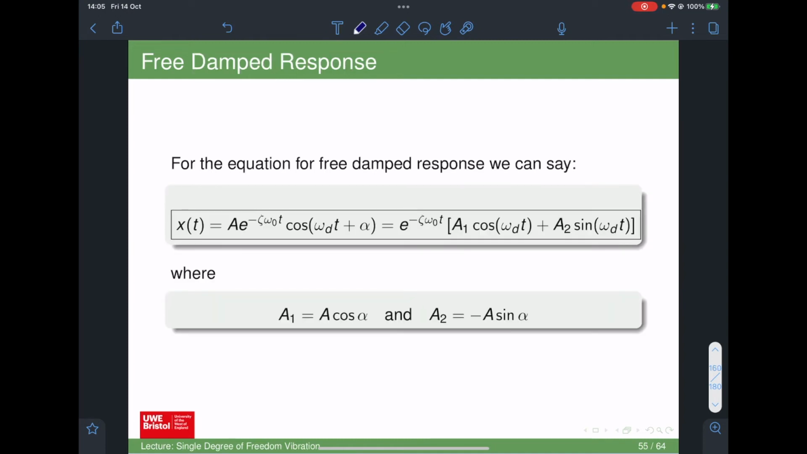For the damped response, we can do the same thing. We had omega t plus alpha, so that can be equal to A1 and A2, where A1 is A cosine of alpha, and A2 is minus A sine of alpha. Notice the decaying exponential term just sits outside. That doesn't change.